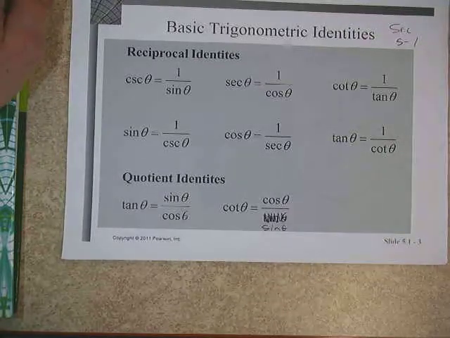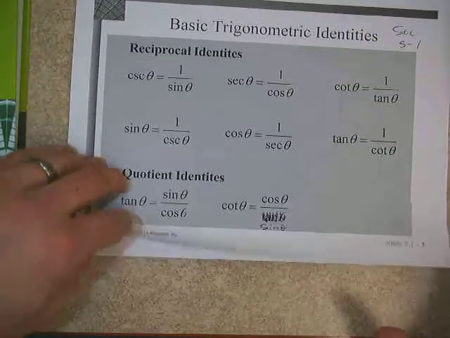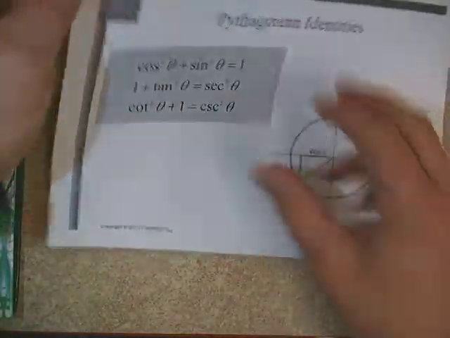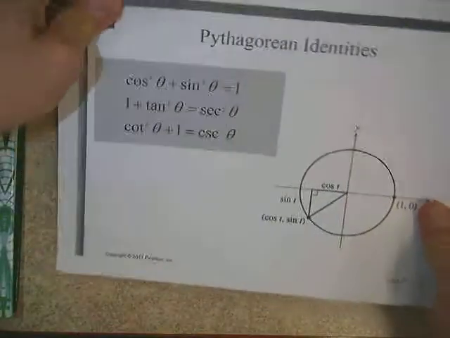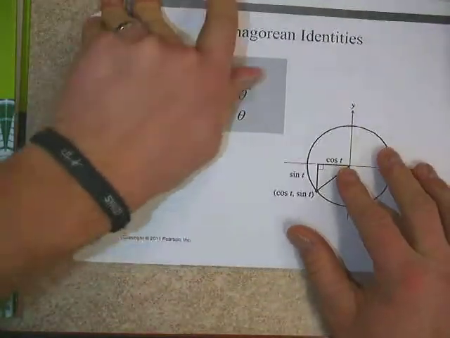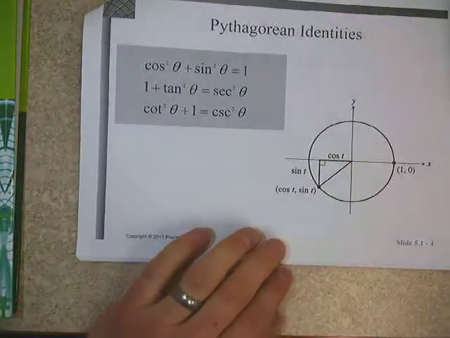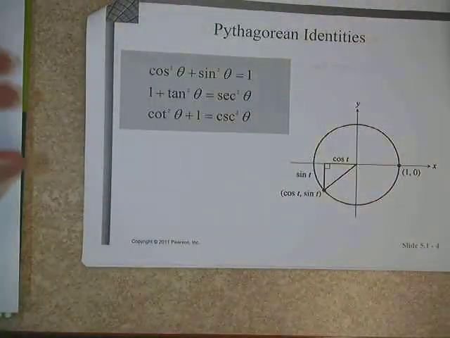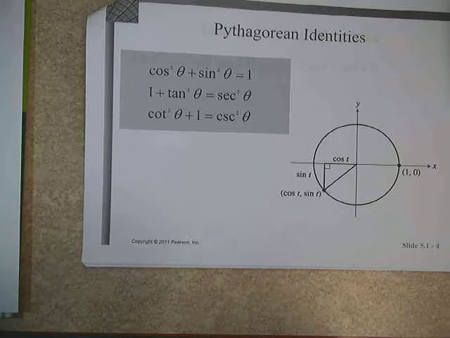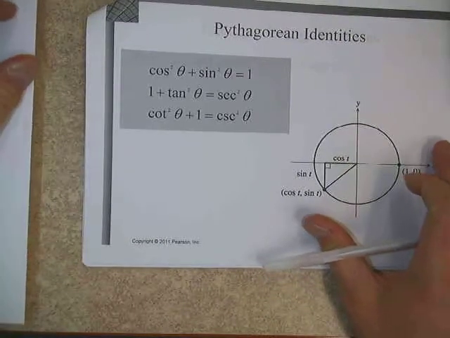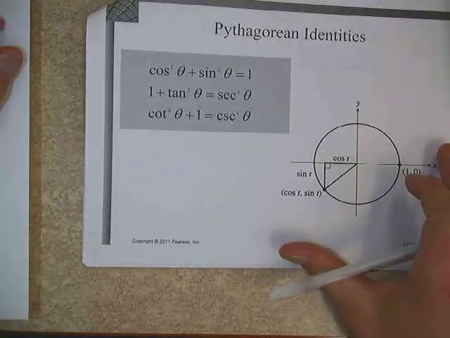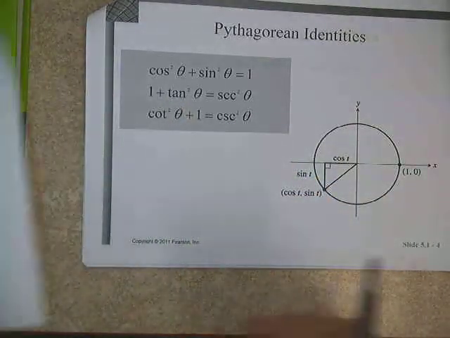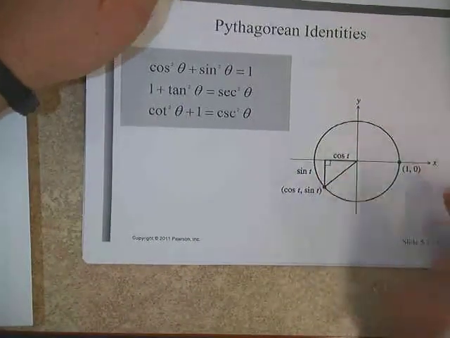Okay. So going forward from there, we're going to use these quite often. And we're also going to use what we call the Pythagorean identities quite often as well. So I want to spend a few minutes looking at these identities and discuss why they are identities and why they're true. We'll start with this first one. It says that if I have cosine squared of theta plus sine squared of theta, that equals 1.